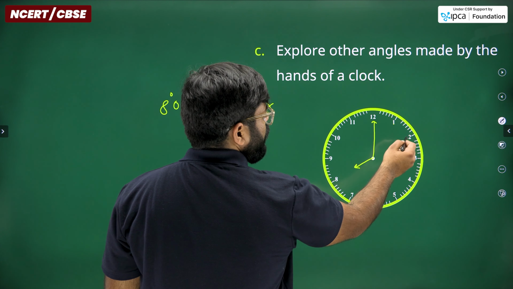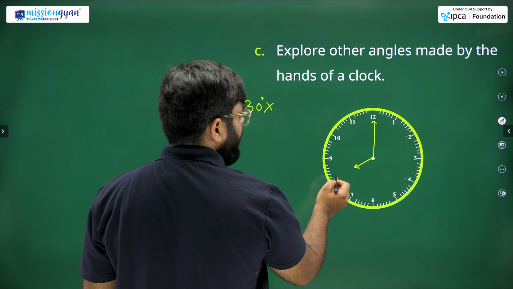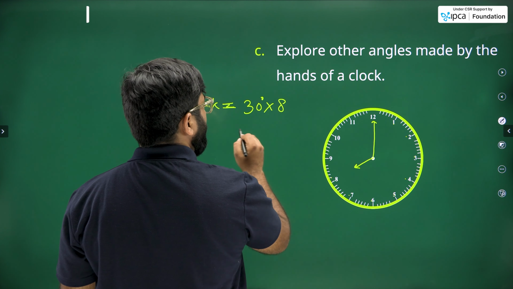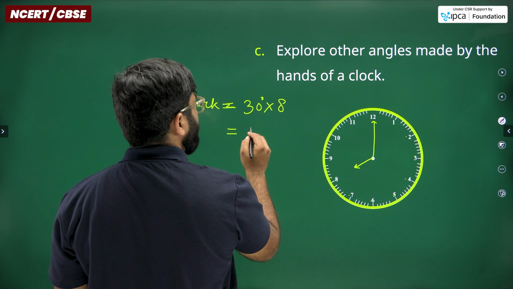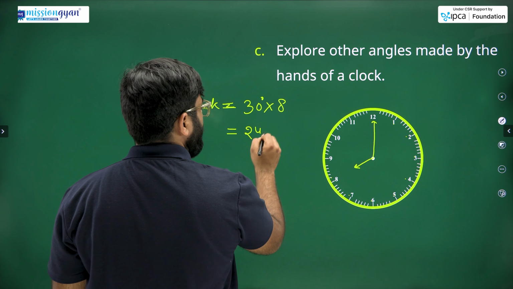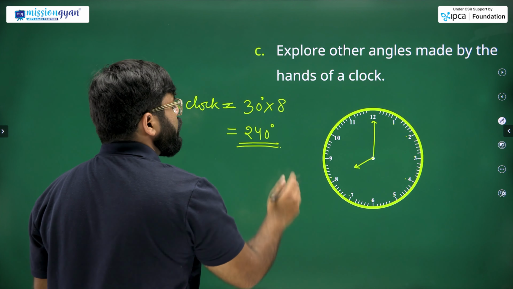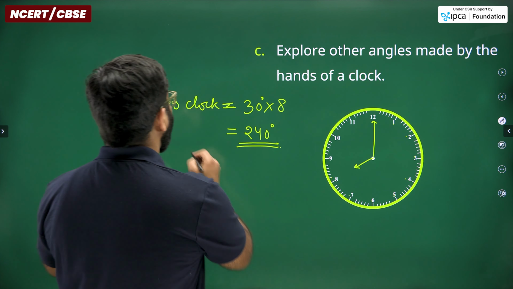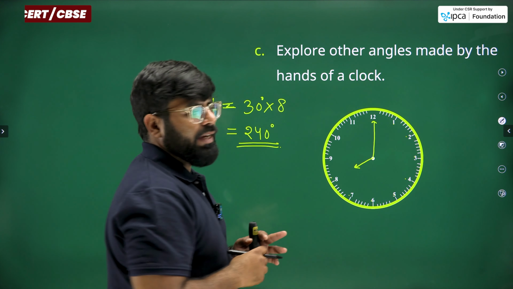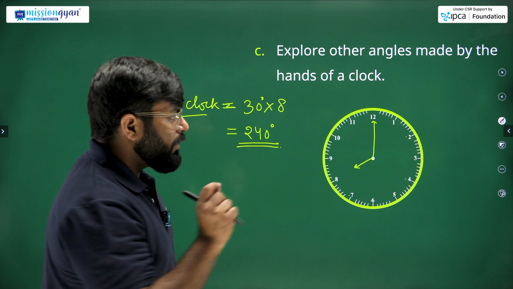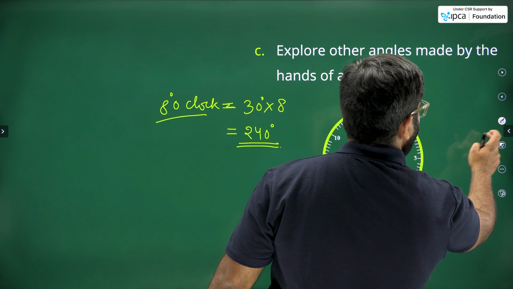Let's see, 1, 2, 3, 4, 5, 6, 7, 8. So this is covering 8 parts. So what is the total? Tell me fast. 240 degree. Yes, that is absolutely correct. So at 8 o'clock, I will be getting 240 degree. Understood? Let's take one more example in the same slide.